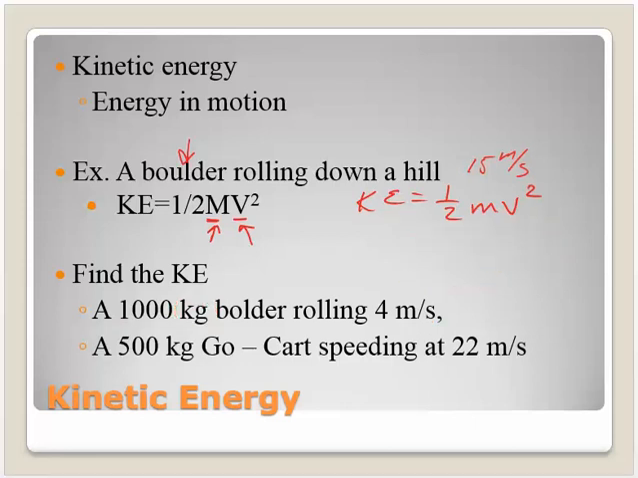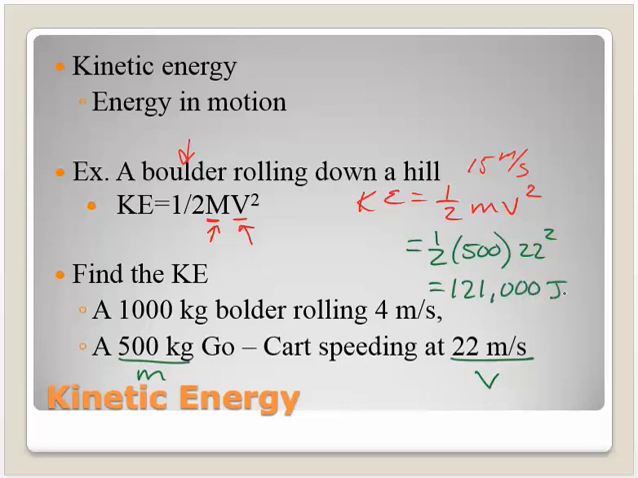Okay, let's look at the second example. My mass, well, that's 500 kilograms, and my velocity is here, 22 meters per second. So it becomes 1/2 of 500 times 22 squared. Our answer then becomes 121,000 joules of kinetic energy.